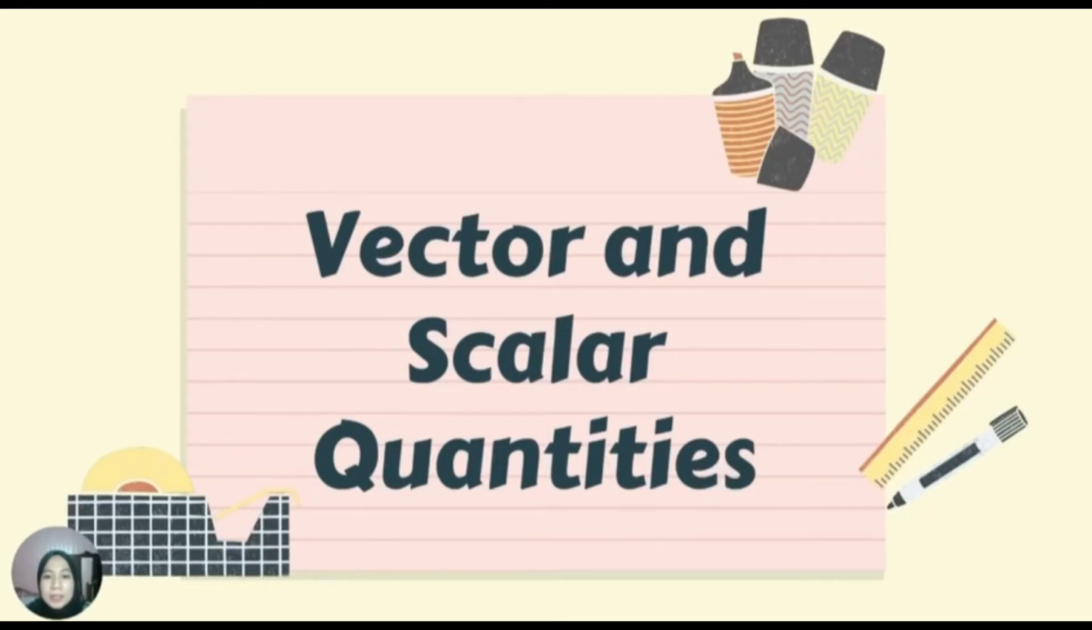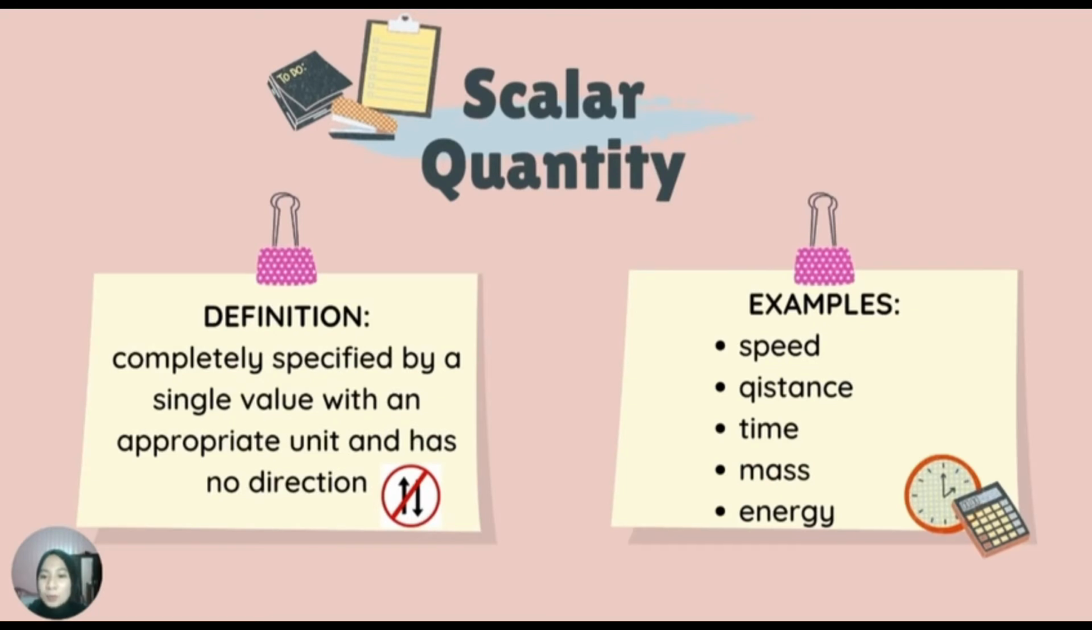Now, I will explain the second subtopic in this chapter, which is vector and scalar quantities. Scalar quantities are completely specified by a single value with an appropriate unit and have no direction, which means scalars only have magnitude but no direction. The magnitude can be measured with a number.